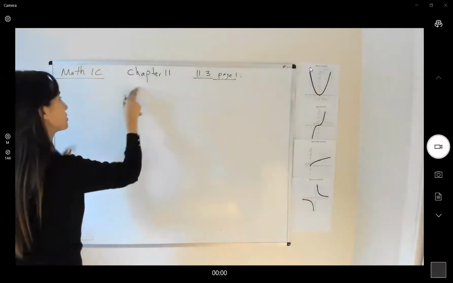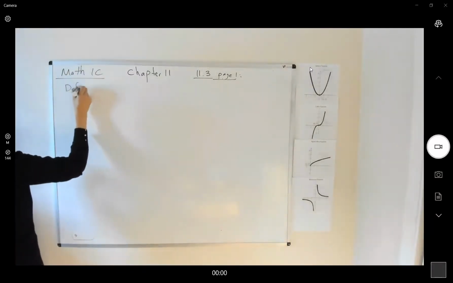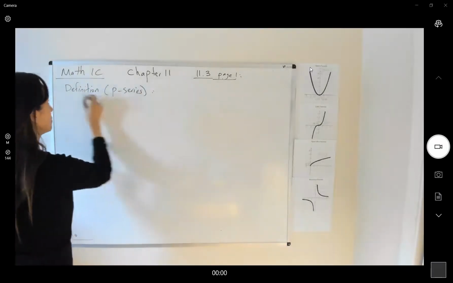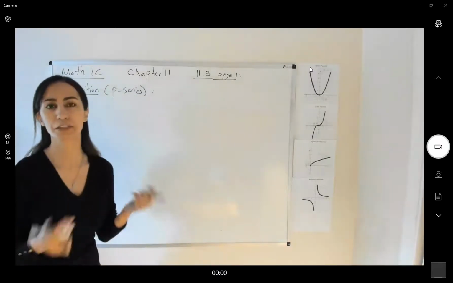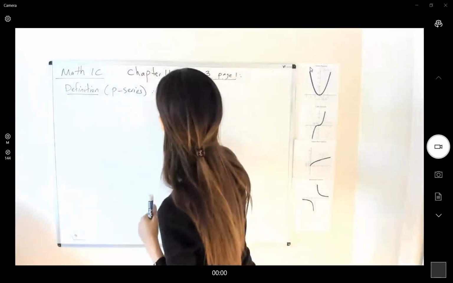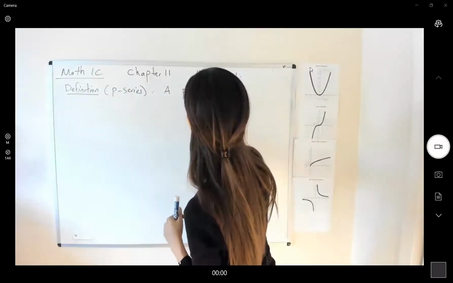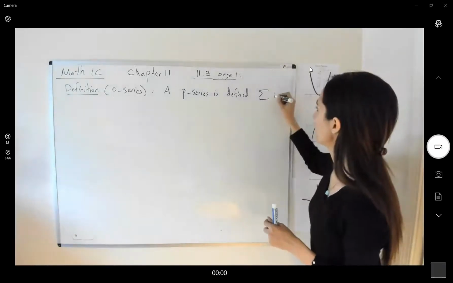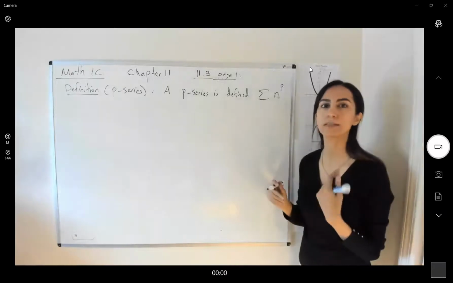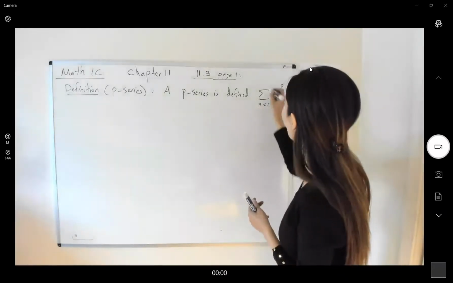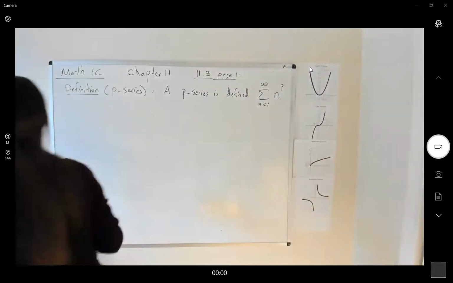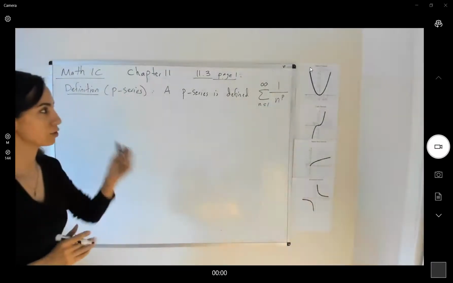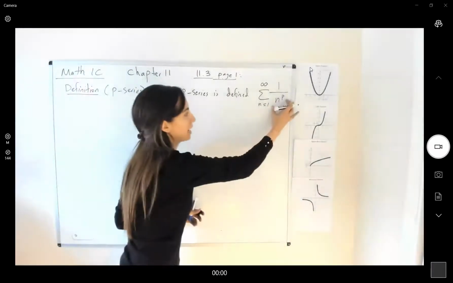Definition of a P-series. So a P-series is defined this way. A P-series is defined as the sum of 1 over n raised to an exponent p, from n = 1 to infinity. Then we don't have to worry about the negative exponent. So n raised to p.